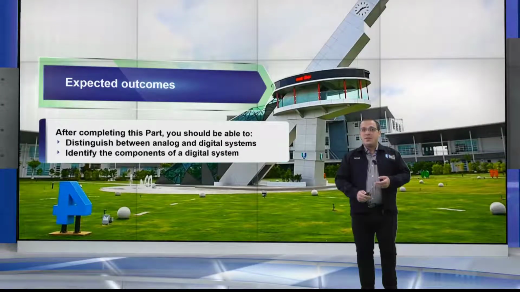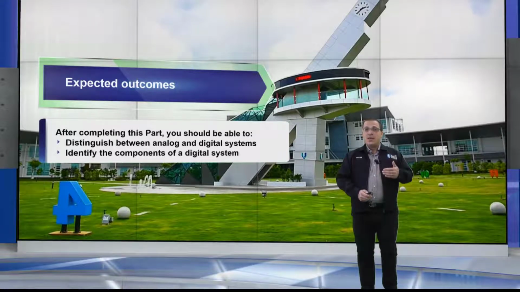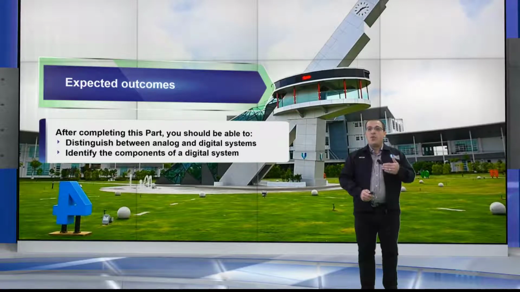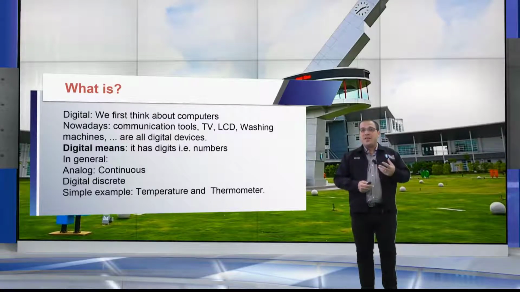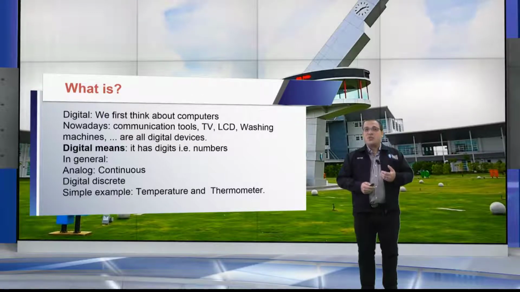After completing this part, you are supposed to distinguish between analog and digital systems, and identify the components of digital systems. Later on, in the next presentations and next parts of this course, we are going to go into details about digital systems and binary systems and explain how to convert between things. Just to give a brief introduction: when everybody says I have a digital device, everybody thinks about computers and smartphones. Actually, nowadays most of the devices are digital: the communication tools, the satellite, the TV, the LCD, even the washing machine. All these devices are digital.